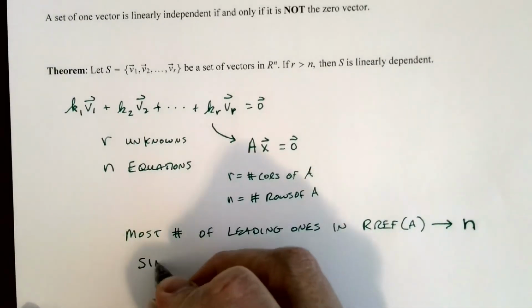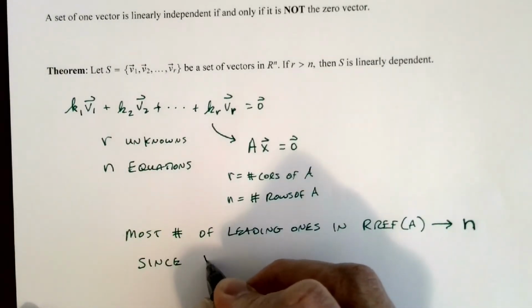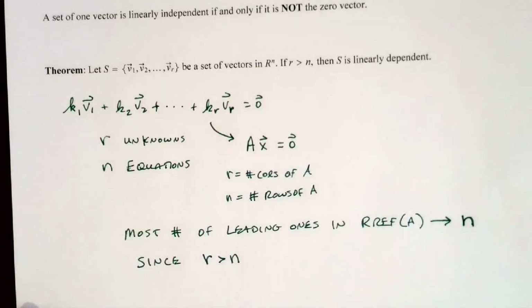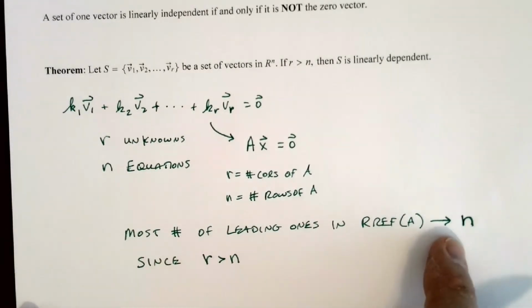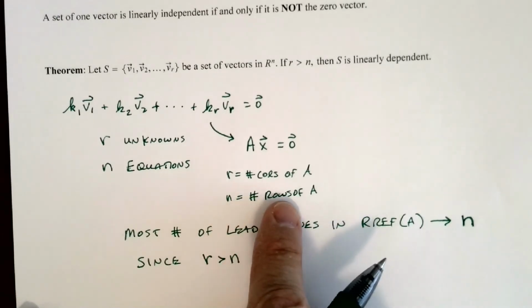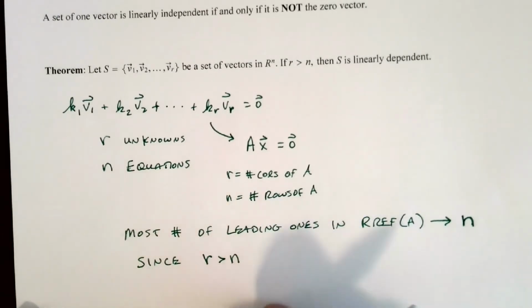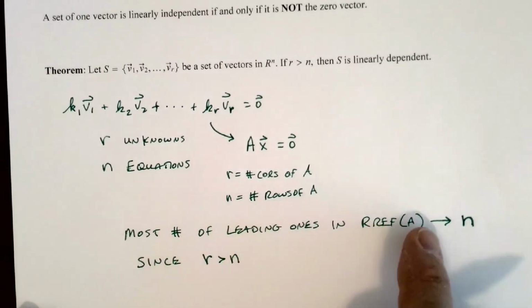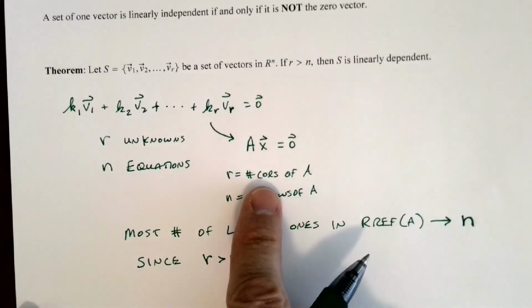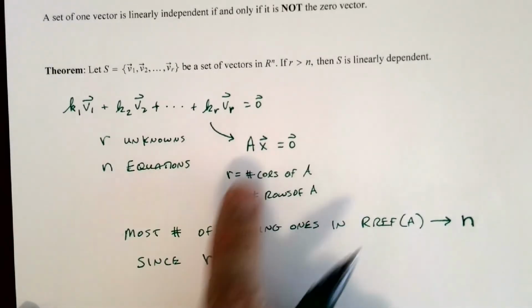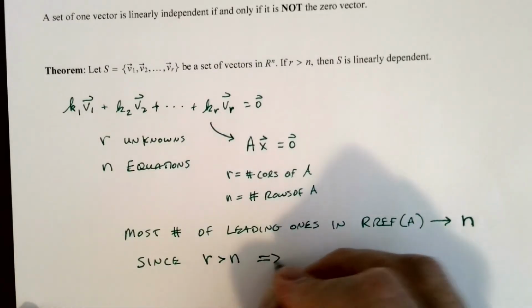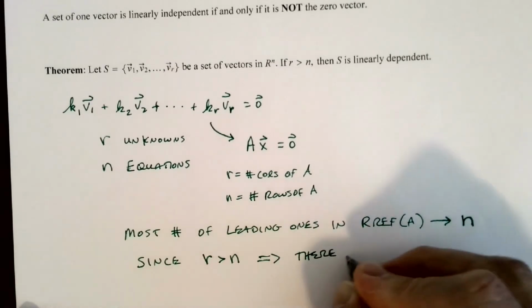But since r is what? In this case, here's the kicker. R is greater than n. The most number of leading ones I can have is n. I can't have more, right? Because why? I can't have more than one leading one per row. Each row has one leading one. So if every row has a leading 1 in it, I'll have n. I can't have more. But r is greater than n. What is r? The number of columns. Each column of A corresponds to one of our unknowns. If r is greater than n, that means what? There's at least one column without a leading 1.